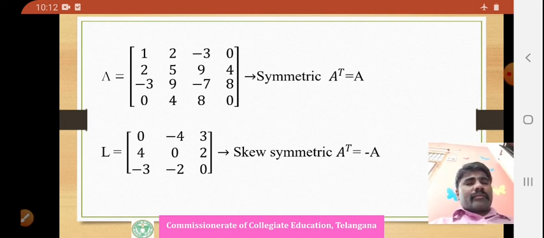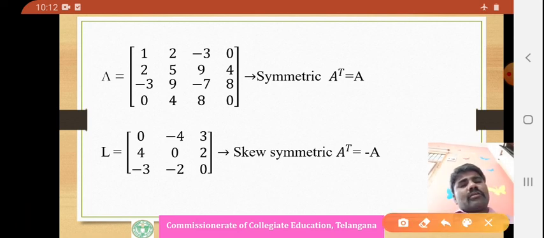And skew symmetric matrix. The elements in the places A12, A21 can differ in sign. Here it is 4, here it is minus 4. Here it is 3, here it is minus 3. Here it is 2, here it is minus 2. They differ in sign. That's why this is known as a skew symmetric matrix. Clearly A transpose equals minus A.